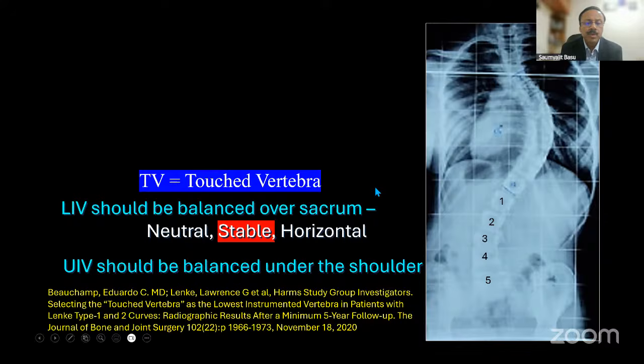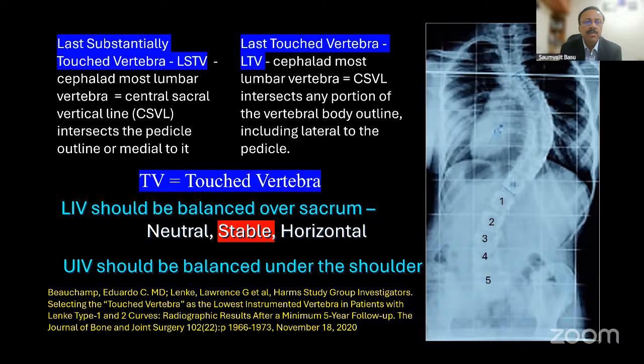Now, the next concept which Lenke and his fellow Eduardo Beauchamp brought in from the Harms study group was in 2020. That means the touched vertebra. 6 years down the line, this touched vertebra is also an important point still now considered in determining the LIV. Now, what is the touched vertebra? It can either be the LSTV, which is the last substantially touched vertebra, or the last touched vertebra, LTV.